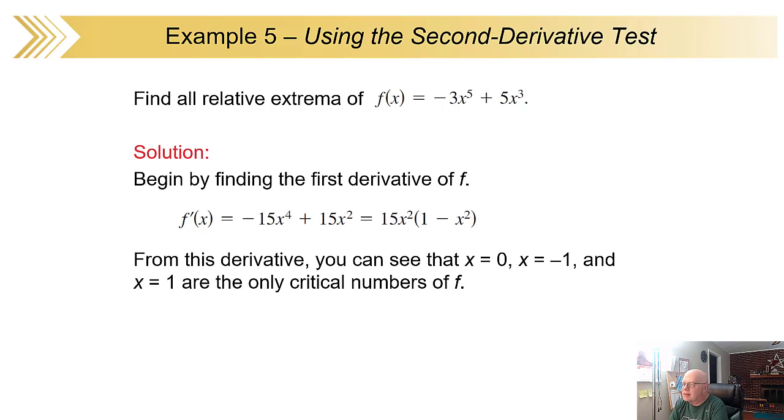You can see that here's the derivative. You've got the first derivative. Factor that. This part gives you x equals 0 when you set that equal to 0. This one gives you the -1 and the +1. Those are the only critical numbers of f: 0, -1, and +1. Those are the critical numbers.